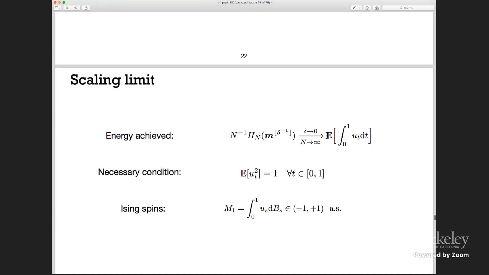So the value that I achieve is this. I have a constraint, which is that the second moment of u has to be one for all times. And I'm adding another constraint, which captures the fact that I want my iterates to converge to a corner of the cube, since I'm in an Ising case. Since my m will hopefully converge to a corner of the cube, m at time one, or its limit in this scaling limit, which I call capital M at time one, has to be in {minus one, one}, or you can relax it to be in this interval, almost surely.